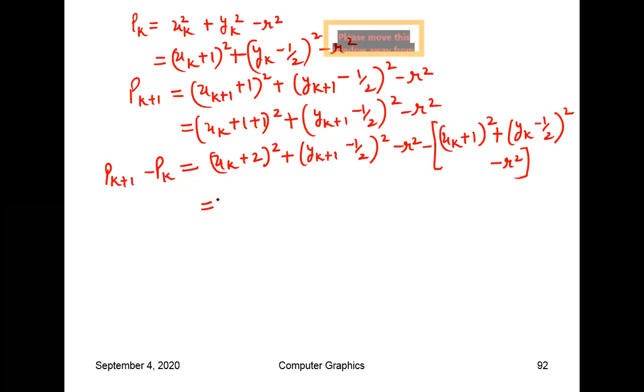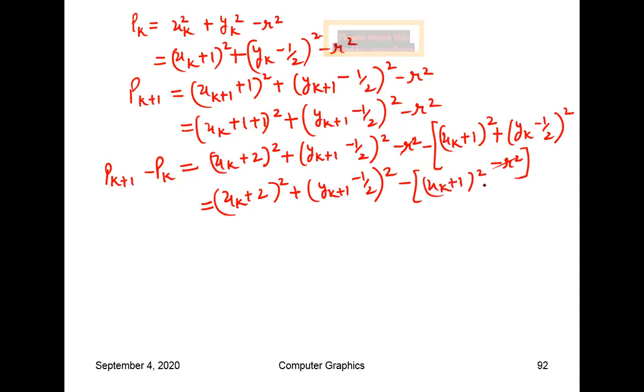So if I solve this, you can see that r square and r square can be cut here. So this will be xk plus 2 whole square plus yk plus 1 minus 1 by 2 whole square, and this will be xk plus 1 whole square plus yk minus 1 by 2 whole square. Is it fine?